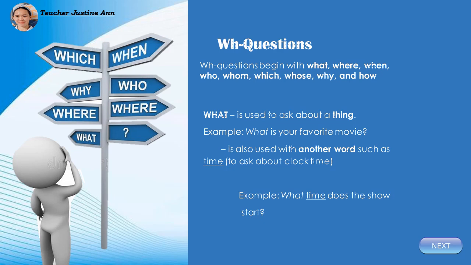The WH questions begin with what, where, when, who, whom, which, whose, why, and how. First is what. What is used to ask about a thing. Example: what is your favorite movie? It is also used with another word such as time or to ask about clock time. Example: what time does the show start?